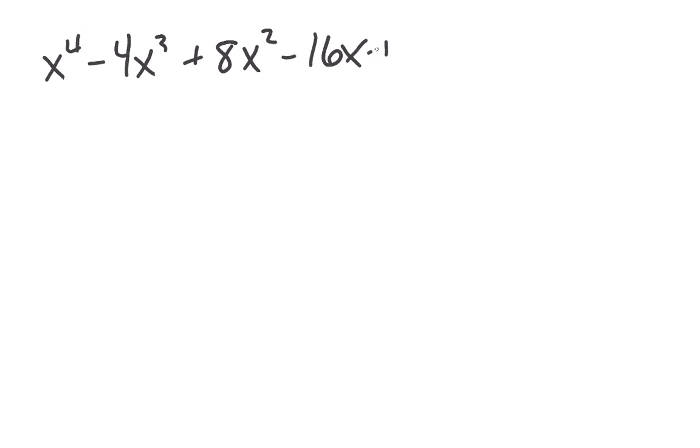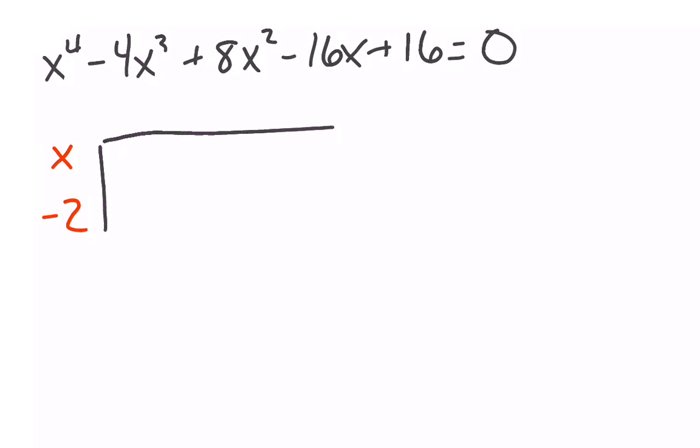X to the 4th minus 4x cubed plus 8x squared minus 16x plus 16 equals 0. Okay, on my graph, I see I have an x-intercept at positive 2. So that means x minus 2 is a factor. And a lot of us were good at least identifying what our 0 was.